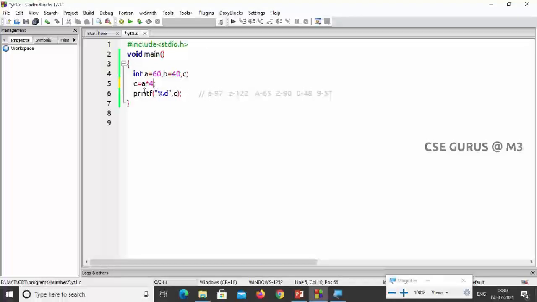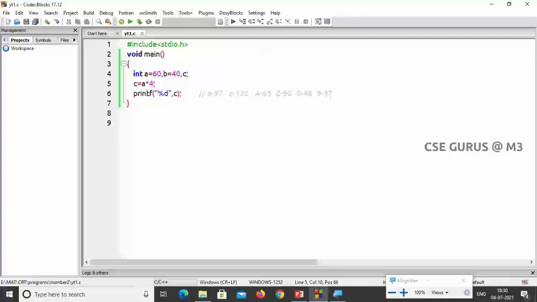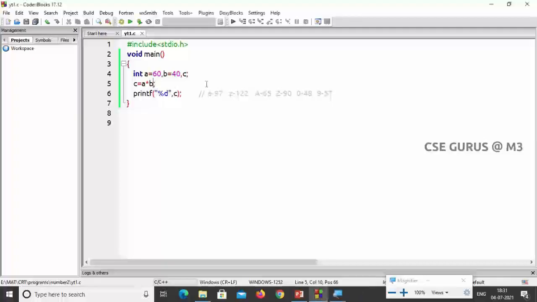So what happens? A into 4, 60 into 4, which will be 240, right? So we'll see that output. Yeah, 240, right? You can consider A into B. So B value is 40, 60 into 40, 2400, right? Like this you can take, and here also the same rules are applicable.